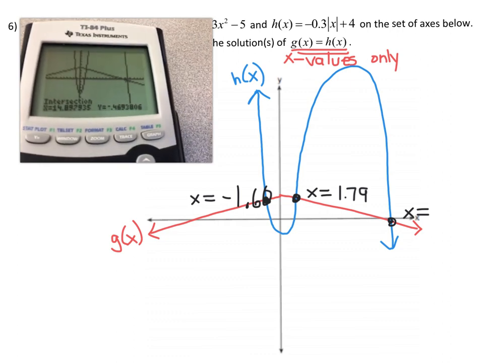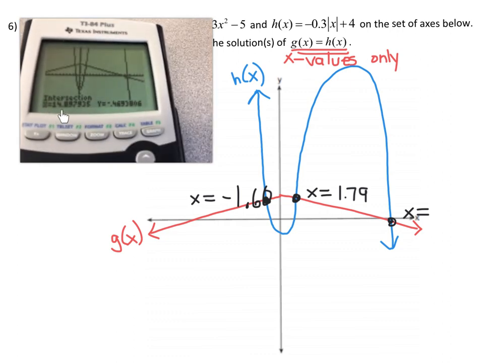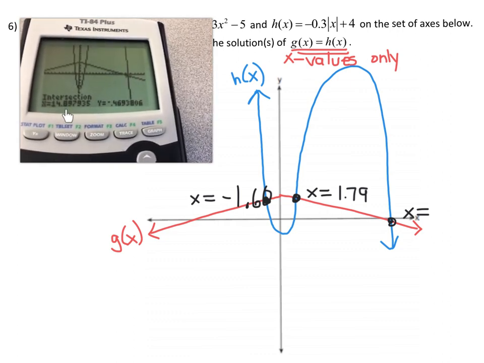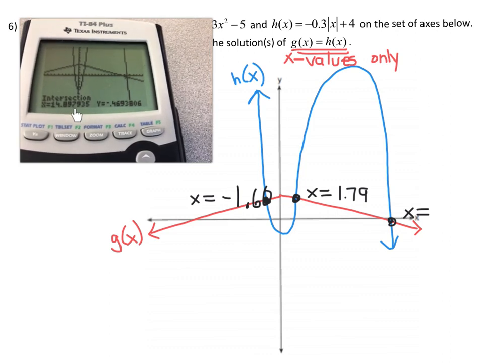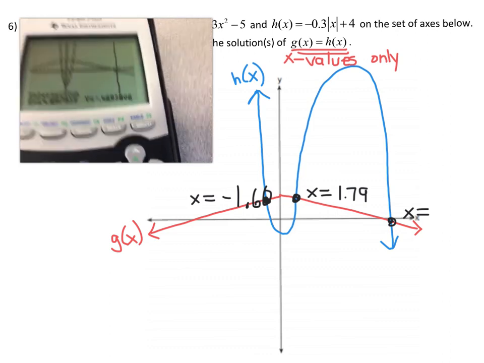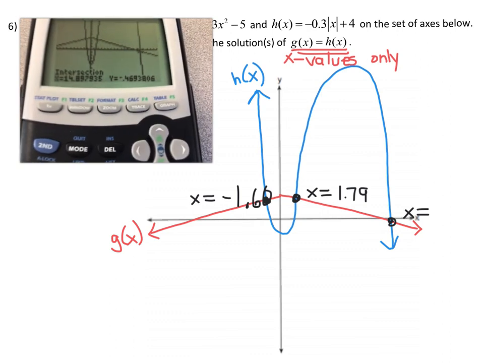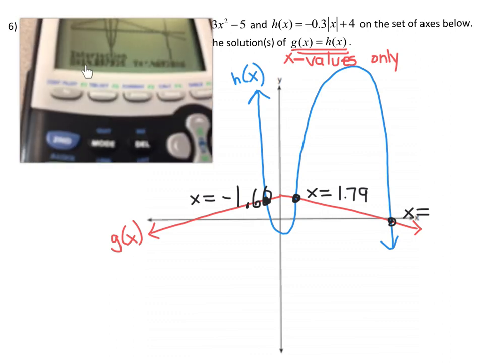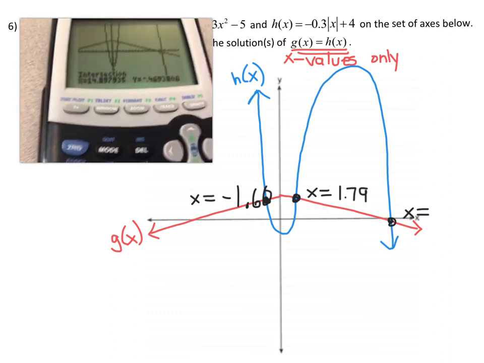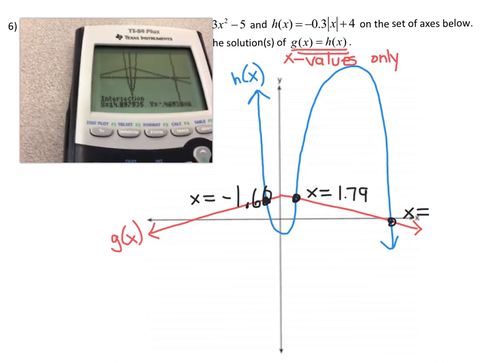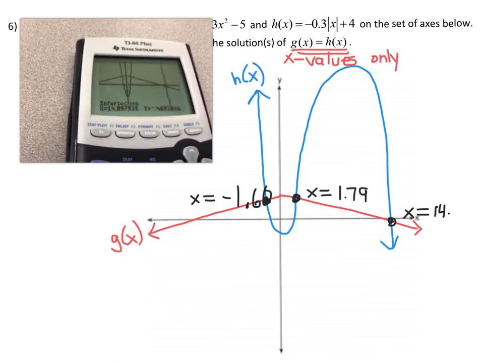And we can see this x value is at 14.897. That 7 is going to round this 89 up to a 90. So it's going to be 14.90. All right, so over here, I'm going to write 14.90.